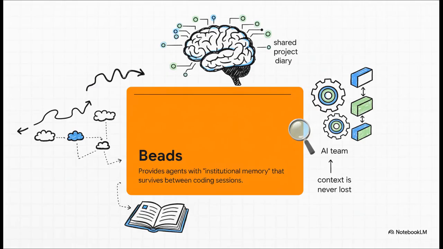The key concept here is what the documentation calls institutional memory. Think of it like a shared project diary. It's something the entire AI team can read from and write to, making sure that crucial context is never ever lost. It survives reboots, new sessions, everything.